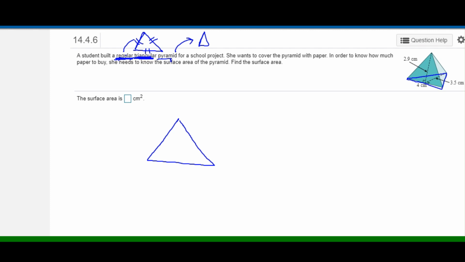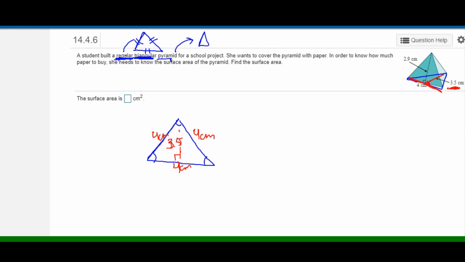Since it's a regular triangular pyramid, I know that all of my sides and all of my angles are exactly the same. So if this side is 4 centimeters, and the base is a regular triangle, I know this side is 4 centimeters, and this side is also 4 centimeters. Now I need to know the height, because you need the base and the height to find the area. The height of the base triangle is 3 5/10 centimeters.